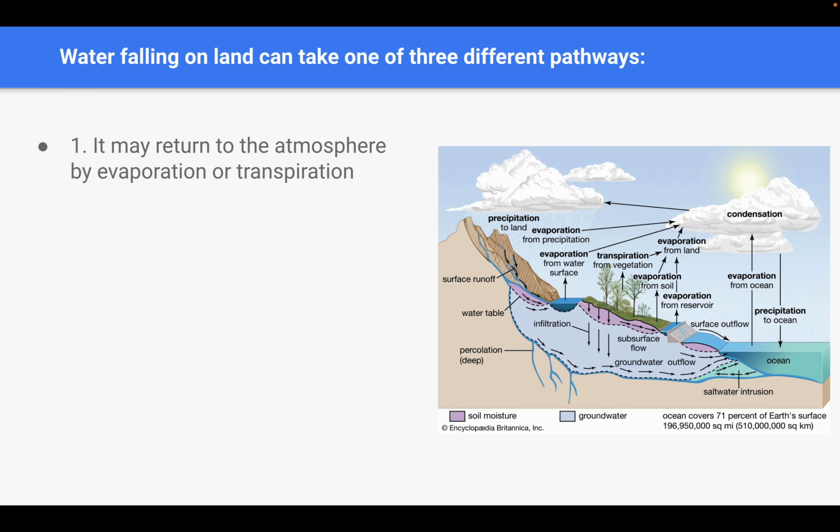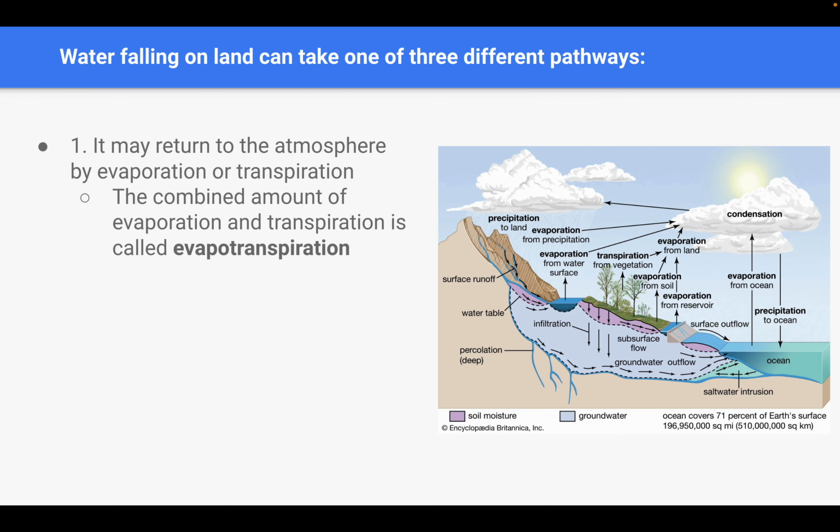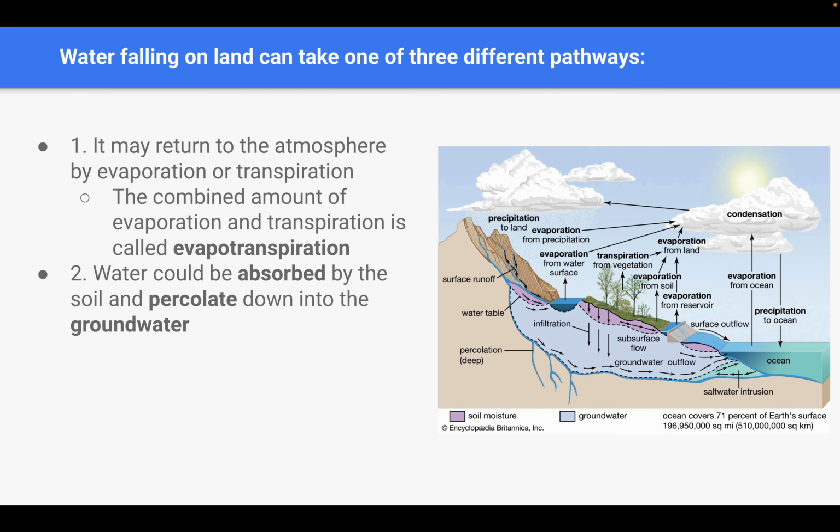One, it may return to the atmosphere by evaporating or transpiration. Absolutely true. It can go right back to where it came from. The combined amount of evaporation and transpiration is often called evapotranspiration. So just be aware of that term when you see it, where it comes from. It's evaporation and transpiration measured together. Two, water could be absorbed by soil and percolate down into the groundwater.